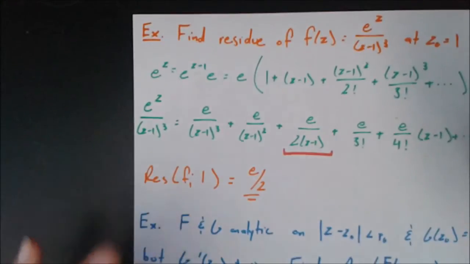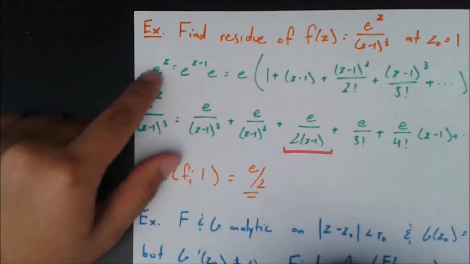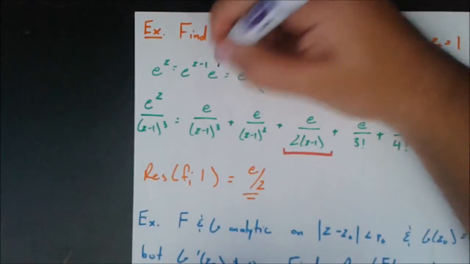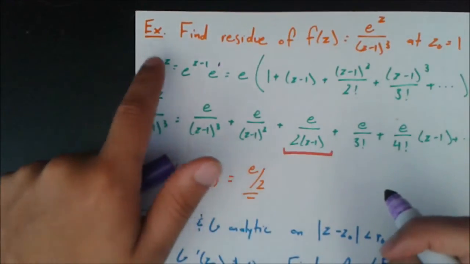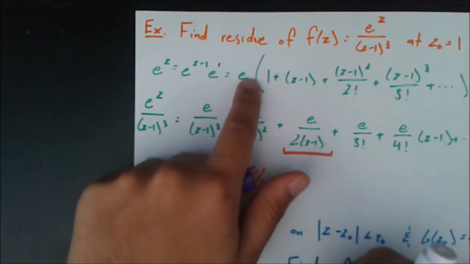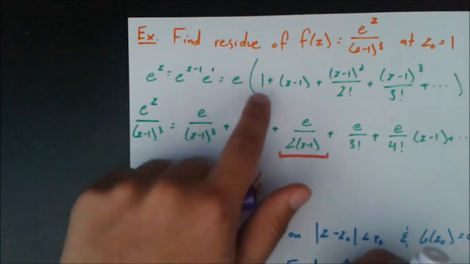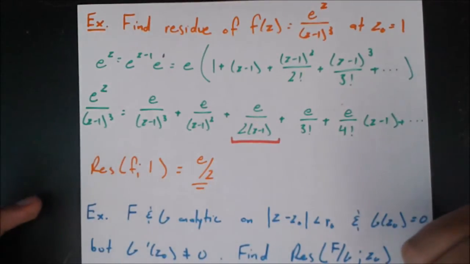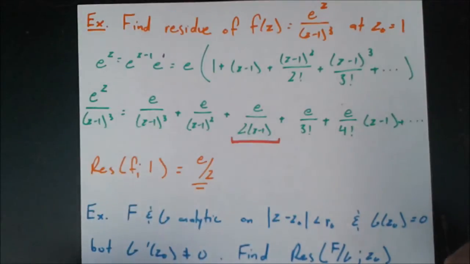But we can easily do a little bit of trickery to make it centered at 1. So e to the z is actually equal to e to the z minus 1 times e, or e to the 1, because if you add the exponents, you get back e to the power of z. So now this e, I'll keep on the outside, and this inside part, I'll just expand. In a previous video, we talked about the power series for e to the z, and we can write it for e to the z minus 1 just by substituting z minus 1 for z.